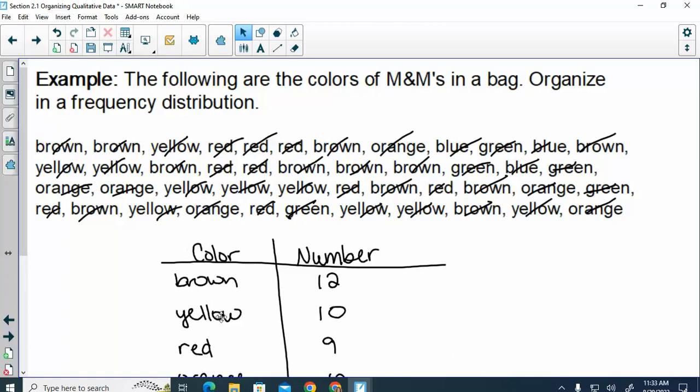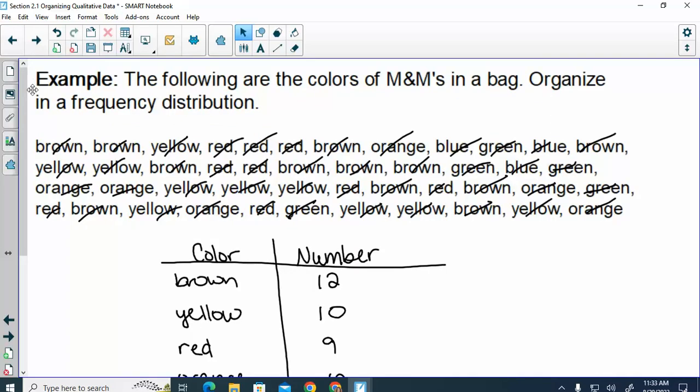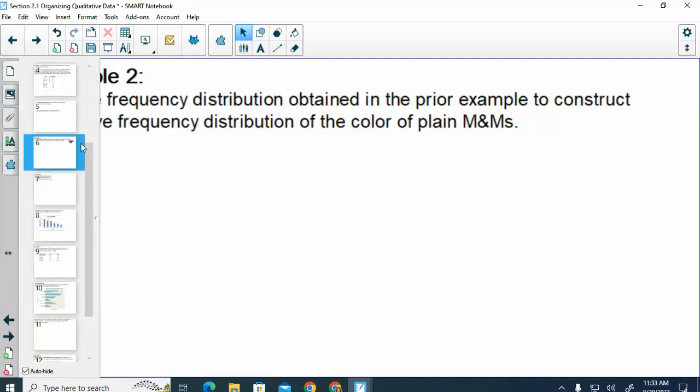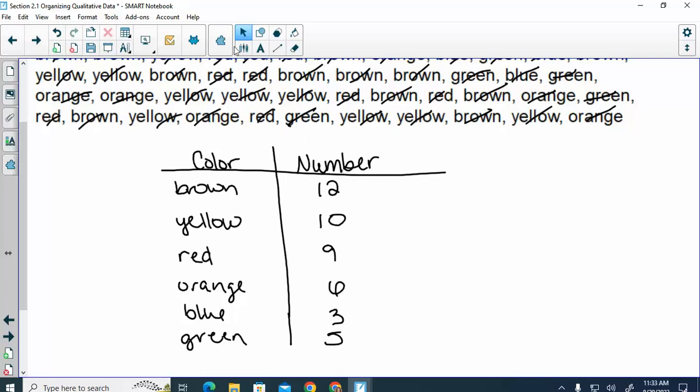So we made the frequency distribution, which is basically just listing the outcomes and how many times you get each outcome. We could also talk about the relative frequencies, which is the proportion of observations in each category. So if I wanted to make a relative frequency distribution, I'm just going to do it on the same table so I don't have to recopy everything. So this number is a frequency.